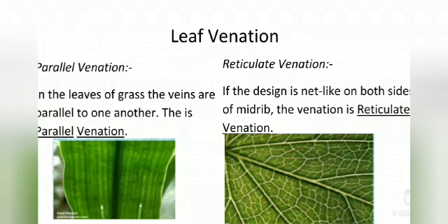And reticulate venation. If the design is net-like on both sides of the midrib, the venation is reticulate venation. See, in this you can see that a net-like structure is there. A few lines are going here, the other line is going there, so it is a net-like structure. So this leaf has reticulate venation. Okay, now moving to the next topic.